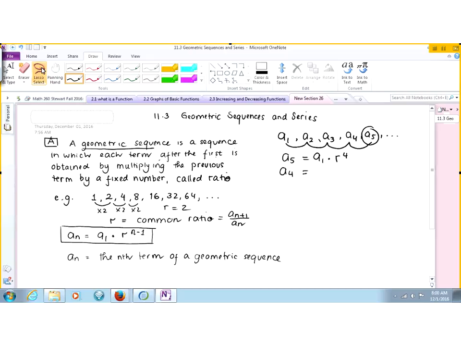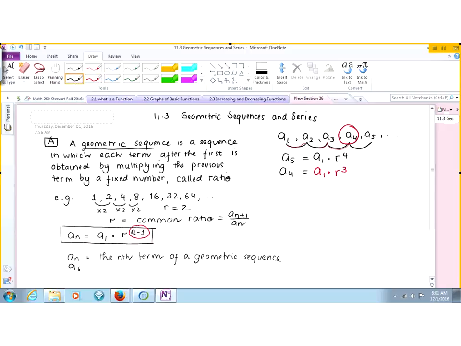What about if I want a4? How do I get a4? It is a1 times how many R's? R times R times R, 3 times. So that's why this is R cubed. That's why this is n minus 1 and not n. Make sense? So it is 1 less than the n.